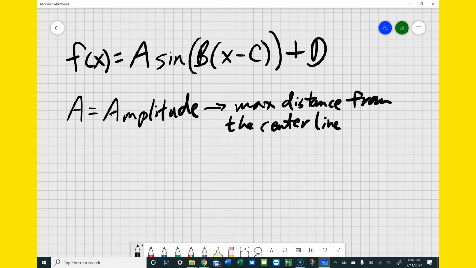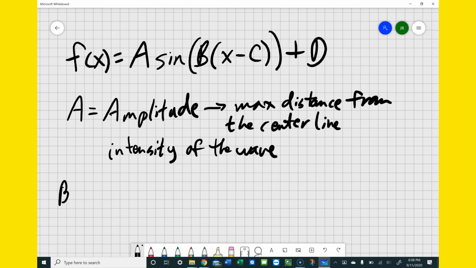In real life, this would be intensity, the intensity of the wave. So for sound, it would be the volume. For light, it would be the brightness. For the ocean, it would be the height of the wave. So A is the amplitude.